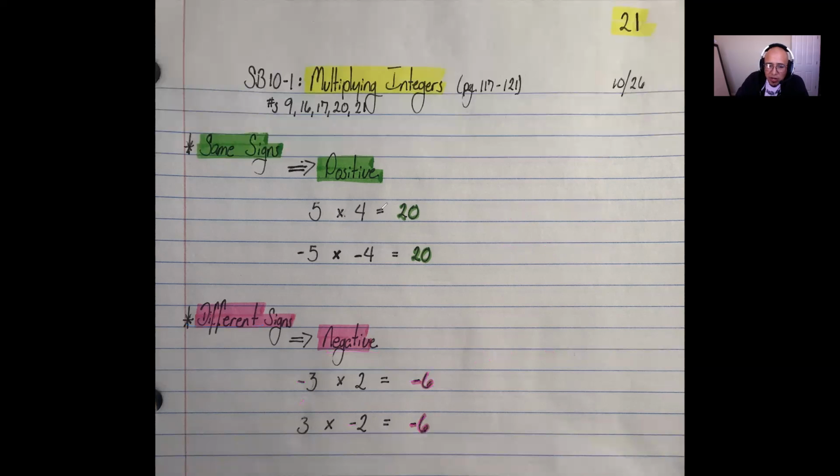All right. And if we have different signs, it doesn't matter which is negative, which is positive. I could even have something like 1,000 times -1. But Mr. Lugo, 1,000 is so much bigger than -1. It doesn't matter. The answer is still going to be negative because they have different signs. So 1,000 times -1 is going to give me -1,000.